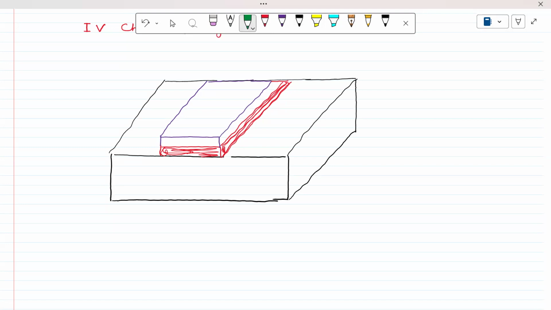This is the source region. This is called the source, N plus. This is the drain, another N plus. Let me take the terminals here. This is the gate, this is the source, and this is the drain.